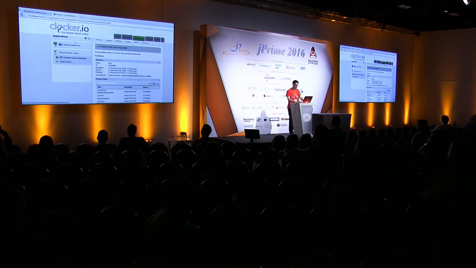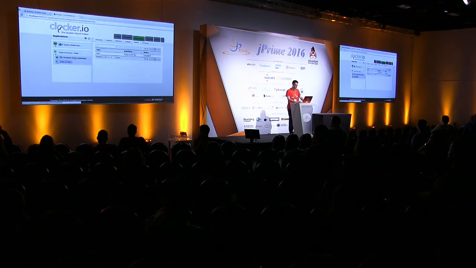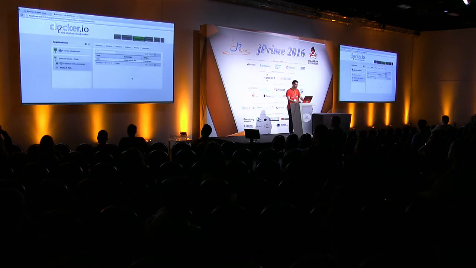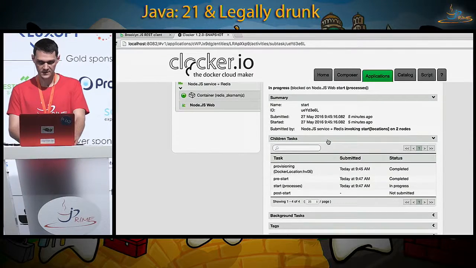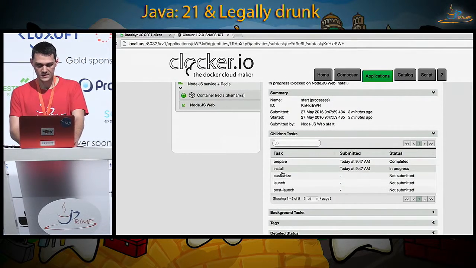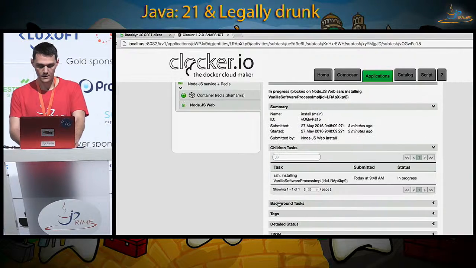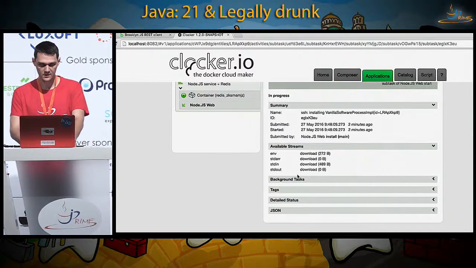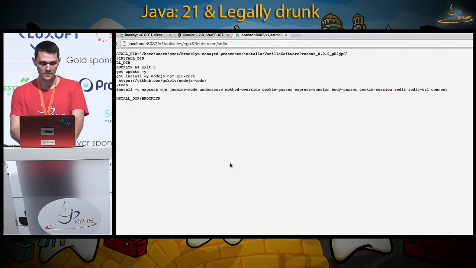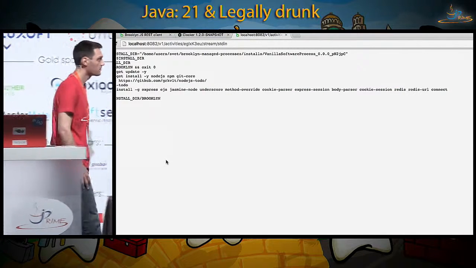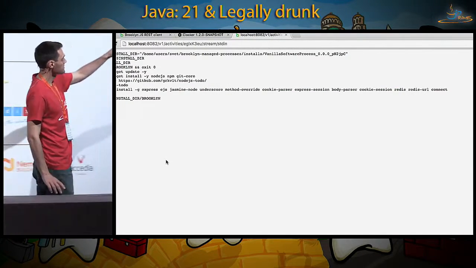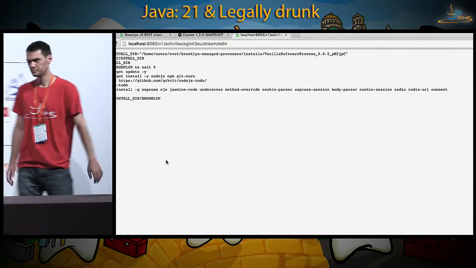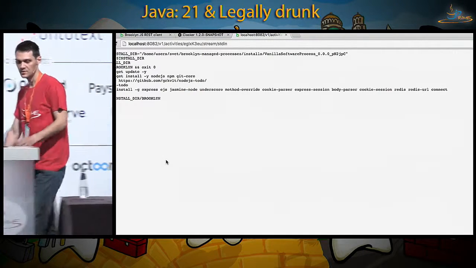So let's see, how far did we go? We have the container up, and now the web application is starting. It already provisioned a container for it, and now it's going inside the container and doing its thing. It's just running the commands we specified in the YAML file. So that comes straight from the YAML file. Let's see what the output is.